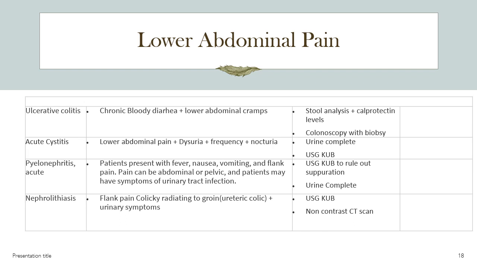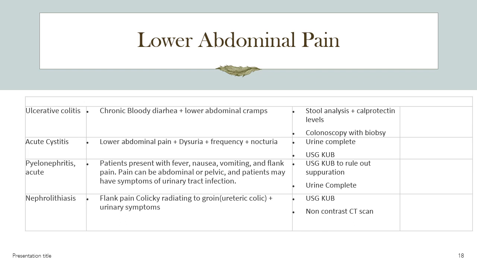Then lastly, renal and genitourinary causes. Acute cystitis is a very common diagnosis in females and also in males. The patient presents with lower abdominal pain, dysuria, frequency and nocturia. Order urine complete and ultrasound KUB to rule out any renal stone or any other structural anomaly, and start the patient on antibiotics. Acute pyelonephritis: those patients have features of acute cystitis plus fever, nausea, vomiting and flank pain.